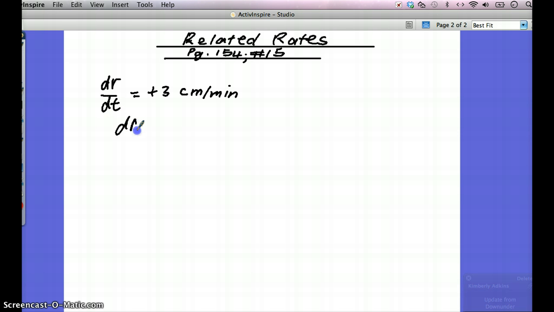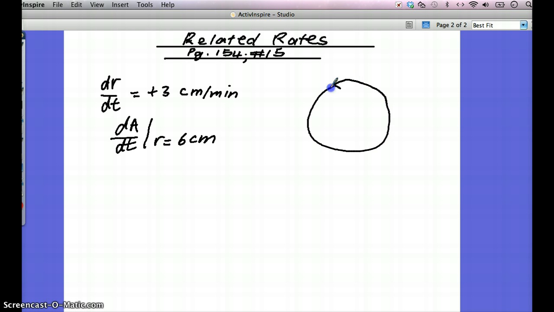What does that mean? That's what that means. dA by dt is how the area is changing with time. They want us to find that when r is equal to 6 centimeters. Okay, after a while I trust you'll really get to like these. We're talking about a circle. The radius looks like this, and of course the area is given by A is equal to pi r squared.